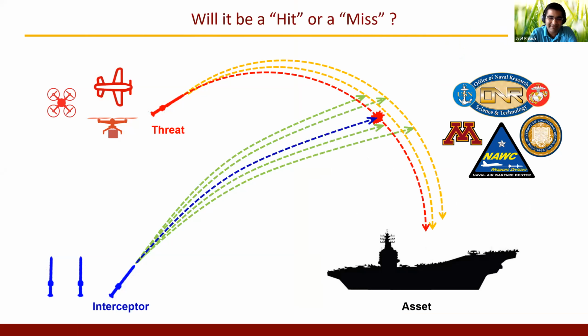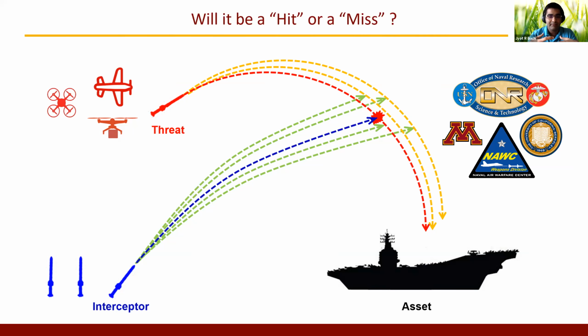Will it be a hit or a miss? So missile defense has been one of the top priorities for the US in the last couple of years. And the threat environment is ever increasing with its own capabilities. For example, intercontinental ballistic missiles that are being developed by countries like North Korea, China, and Russia. And the threats can also be, for example, drones or unmanned vehicles that can take different trajectories to hit our assets. So here as an asset, I'm showing a ship, but it could be a city or any other asset that we can think of.